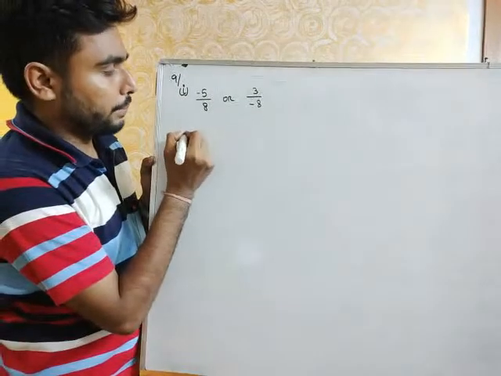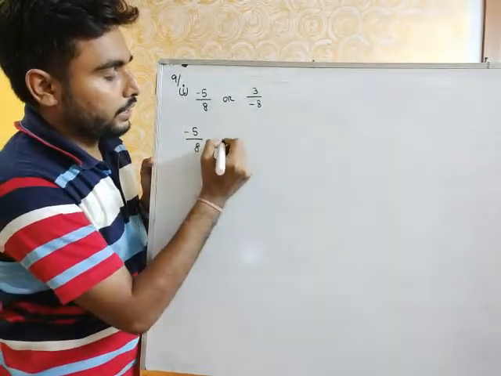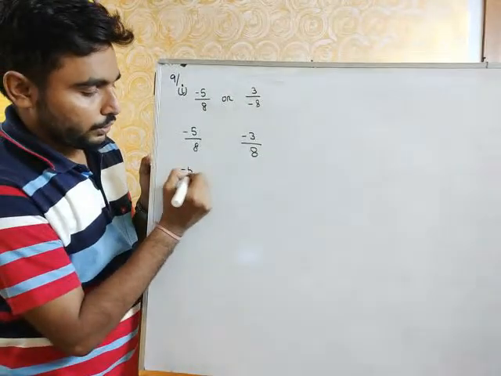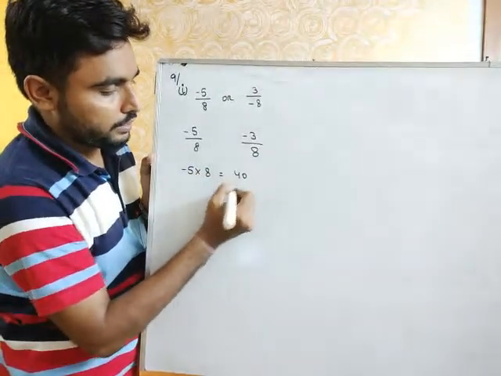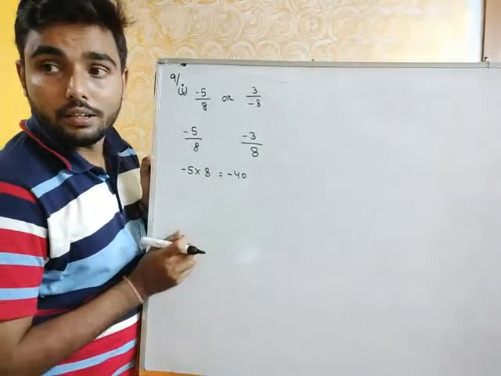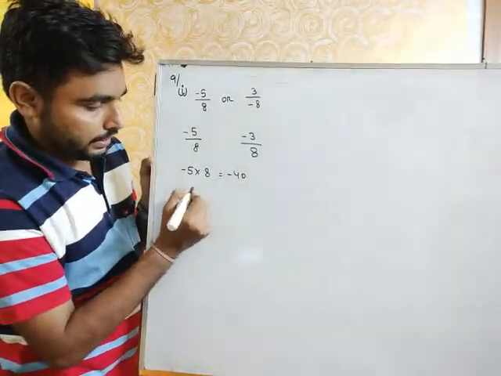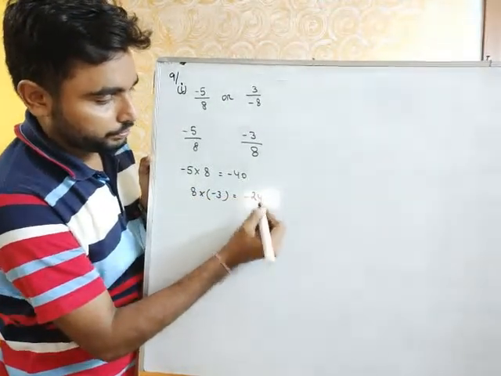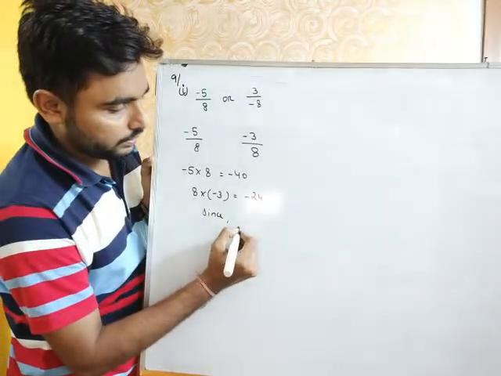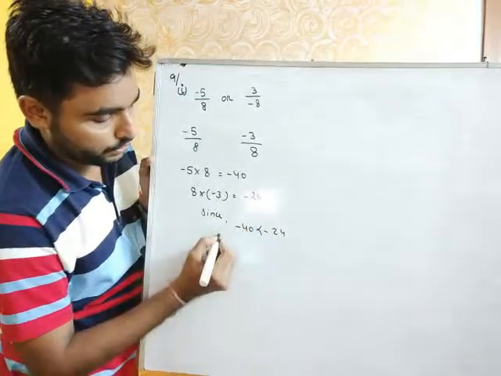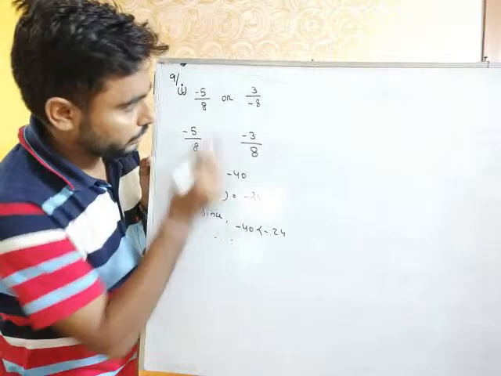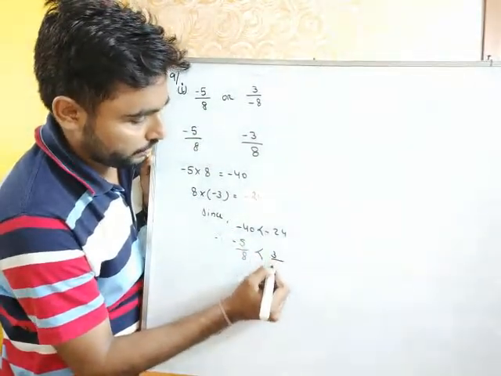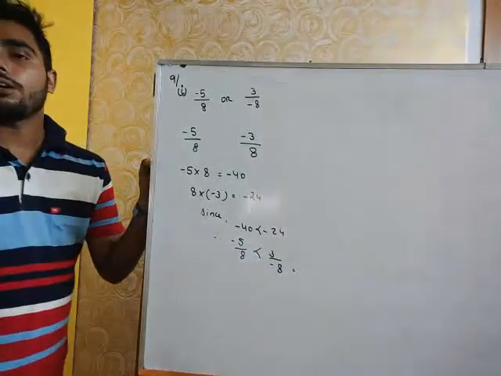So, now when you compare, you need to make the denominator positive. Now, you will cross multiply: minus 5 into 8 is minus 40, and 8 into minus 3 is minus 24. What can I write? Since minus 40 is less than minus 24, therefore minus 5 by 8 is less than 3 by minus 8. Got it, right?